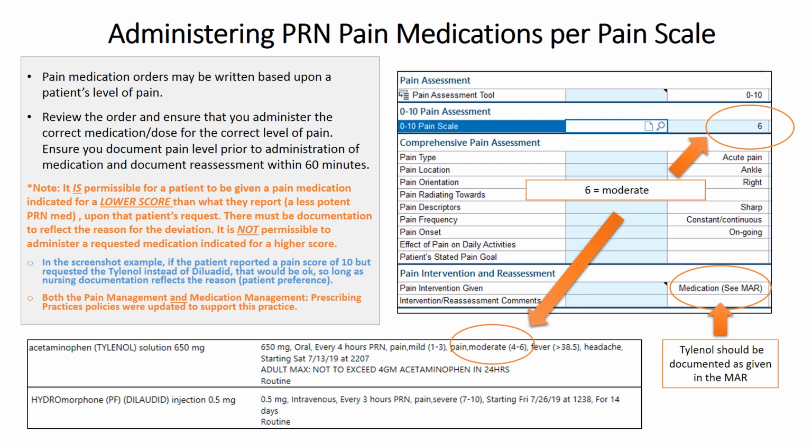It is permissible for a patient to be given a pain medication indicated for a lower score than what they report, like a less potent PRN med, upon the patient's request. There must be documentation to reflect the reason for the deviation. It's not permissible to administer a requested medication indicated for a higher score. So in this screenshot example, if the patient reported a pain score of 10 but requested the Tylenol instead of the Dilaudid, that would be okay as long as your documentation reflects that it was the patient's preference.